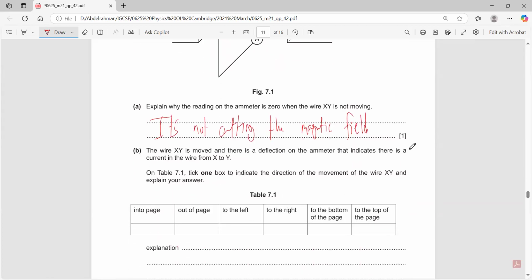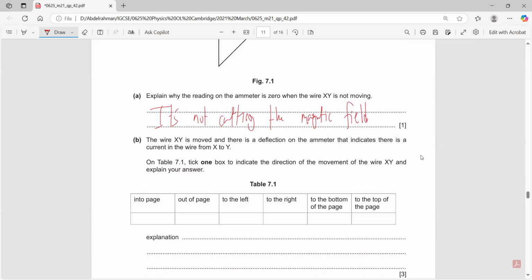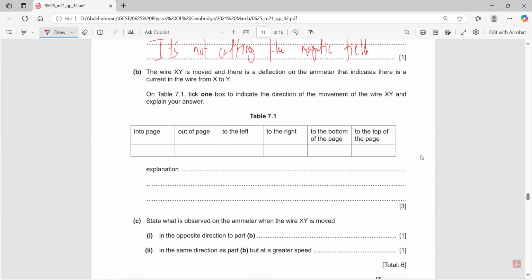Should I use Fleming's right hand rule or Fleming's left hand rule? Definitely the right hand rule. Why? Because this is a generator. You are generating, you are inducing this current, right? So this is Fleming's right hand rule.